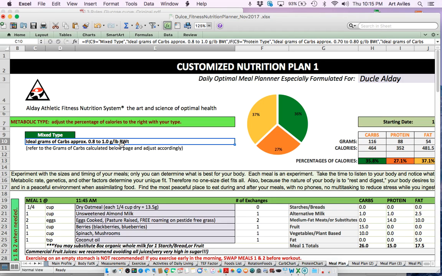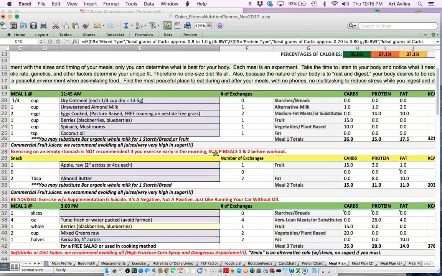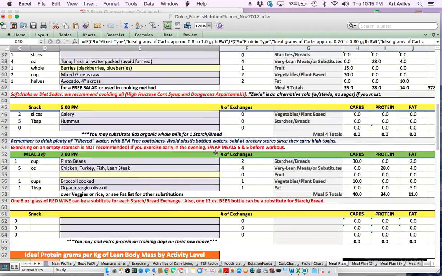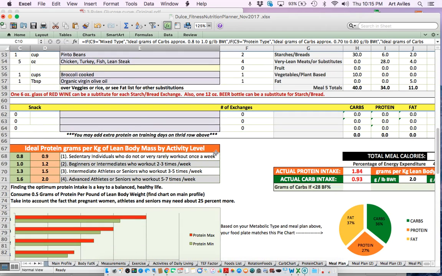If you're under, then you're not feeding your body the right nutrients to keep that energy level up. Okay, and then again, protein is very important. We don't want to be losing muscle. We want to keep that muscle up. So this person is very active.